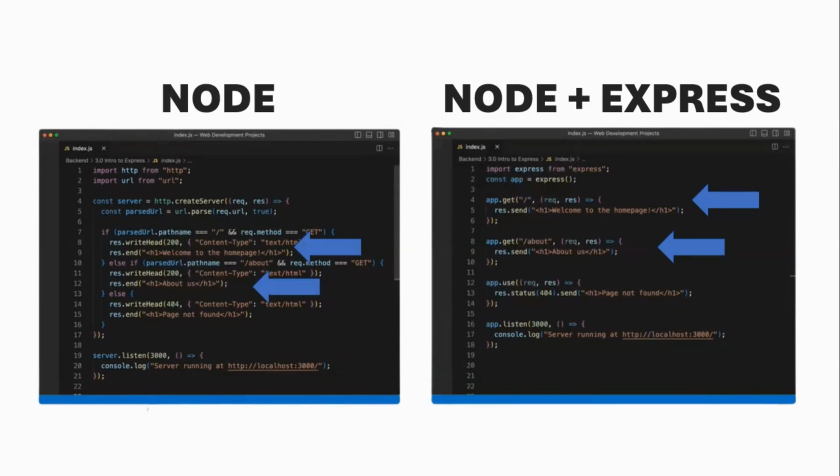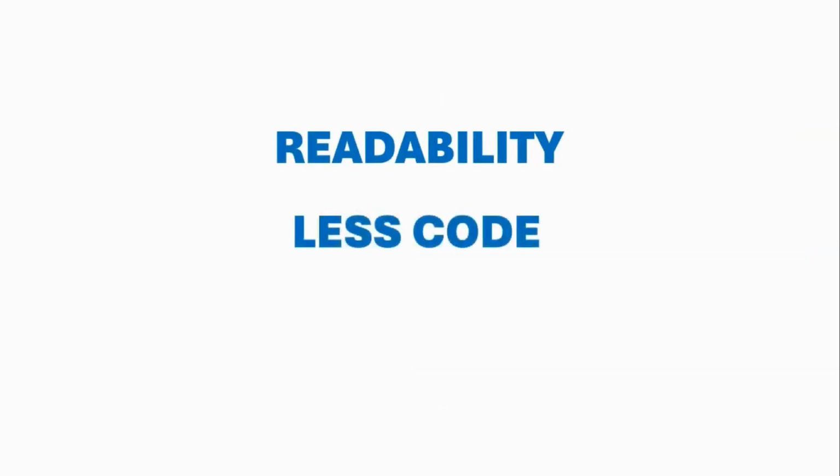So when we are creating a backend using Node, we are going to be using Express every time because we will get better readability. We have to write less code, and it also gives us the ability to easily choose which features we want to add to our website. And on top of all of these, it is the most popular JavaScript framework that is chosen by professional developers when working with Node and creating their own backends.